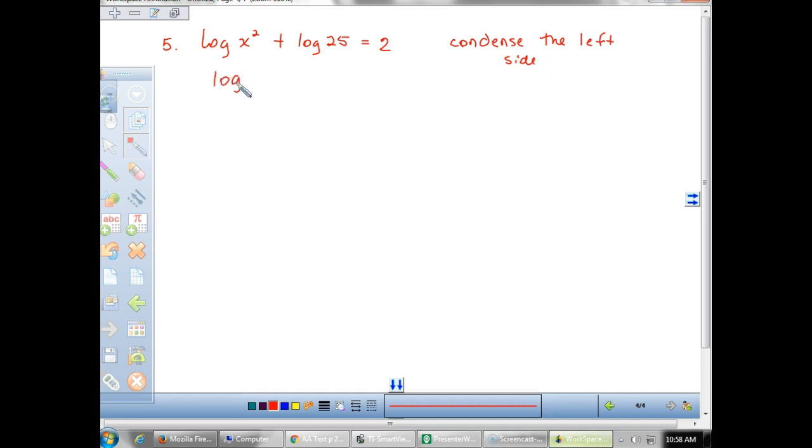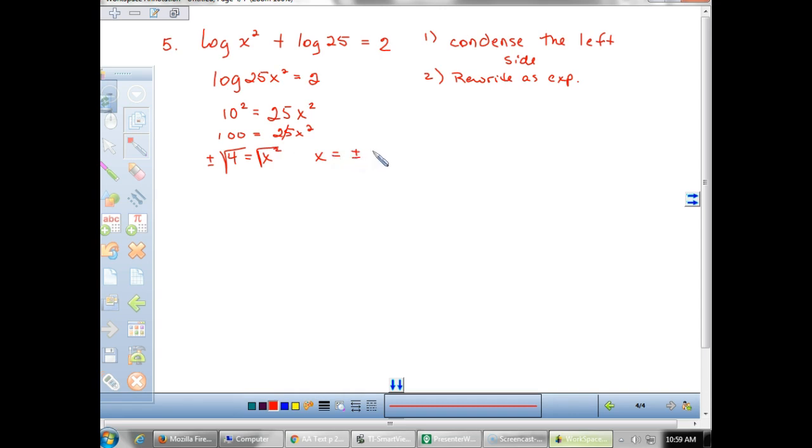So then I have log of 25x squared is equal to 2. And then I can do what? Then you can move it around. I can rewrite it as an exponential. So go ahead and do that. So what's my base here, though? 10. So 10 squared is equal to 25x squared. So I'm going to have 100 is equal to 25x squared. What would I do next? Divide both sides by 25. And then I would take the square root of both sides, right? Do not forget your plus minus sign. So x is going to be a plus and a minus 2.